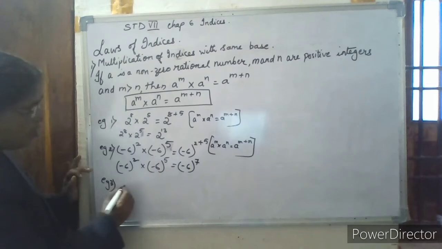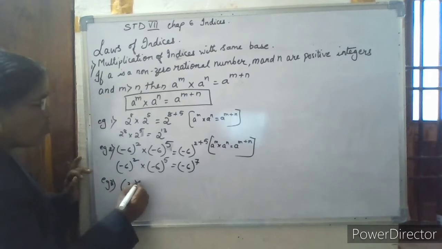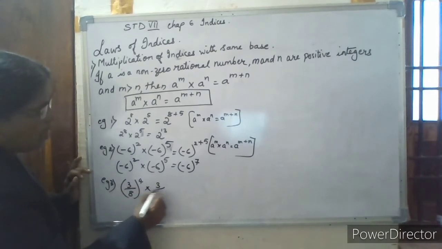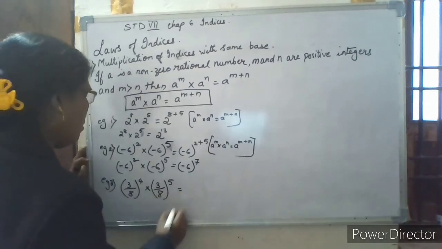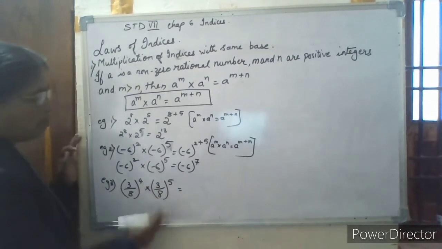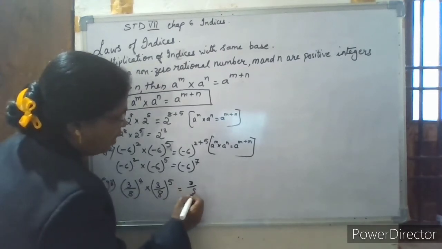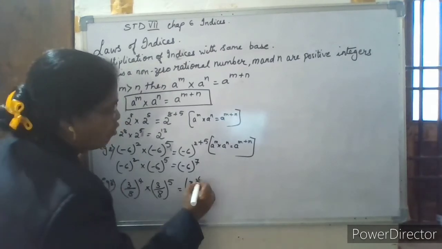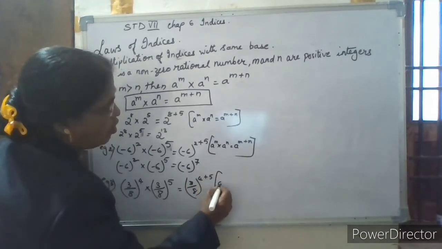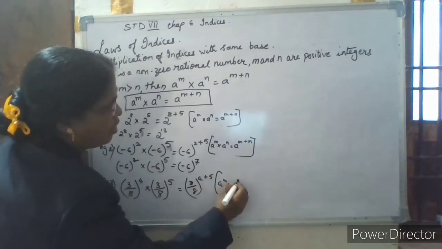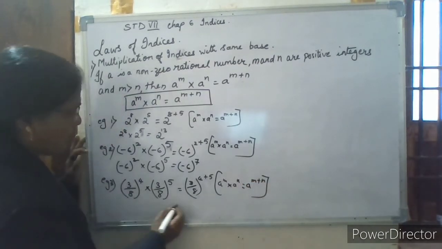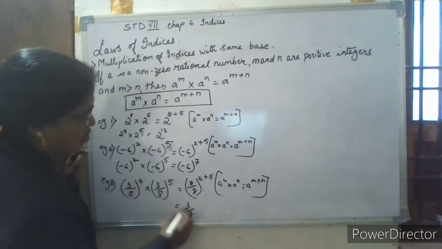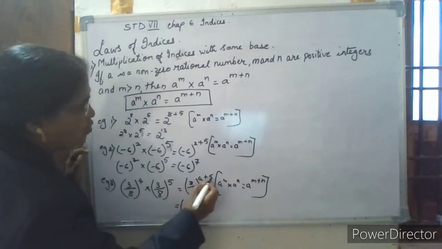Example 3. Suppose it is 3 by 8 the whole raised to 4 into 3 by 8 the whole raised to 5. Then it is equal to, the base is the same, 3 by 8, a rational number. So 3 by 8 the whole raised to 4 plus 5. That is because of the law a raised to m into a raised to n is equal to a raised to m plus n. I can write the answer directly here. It is equal to 3 by 8 the whole raised to 4 plus 5, which is 9.